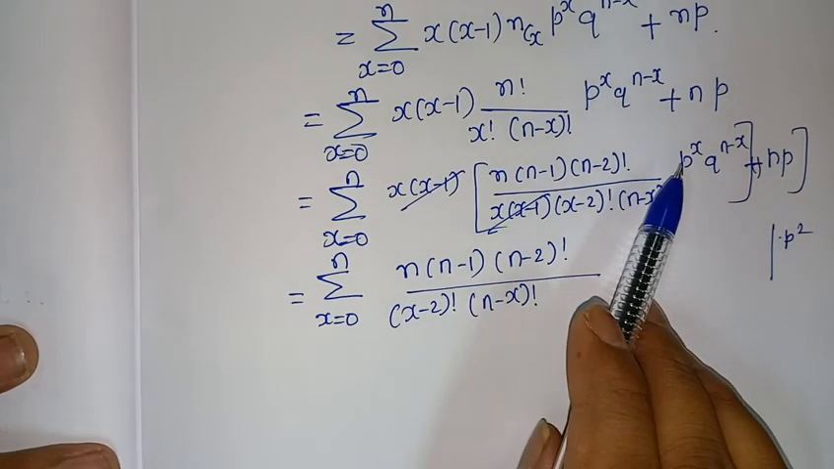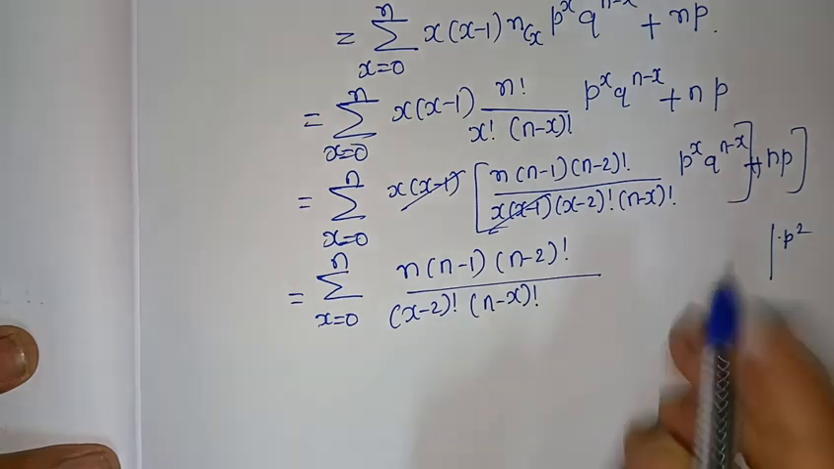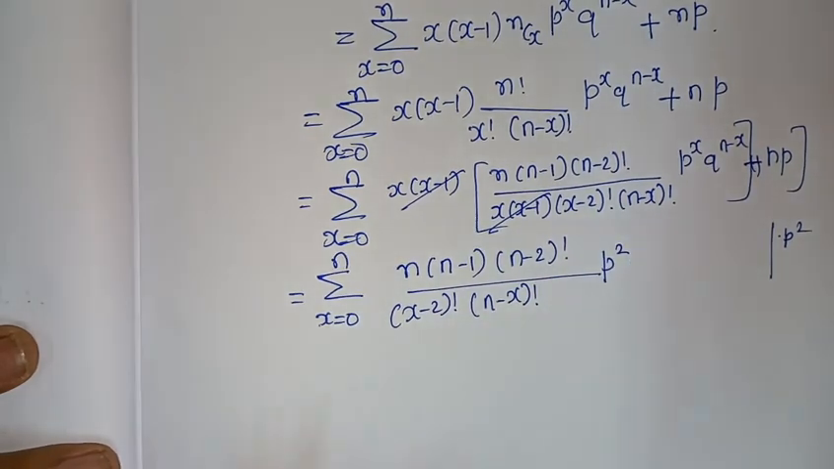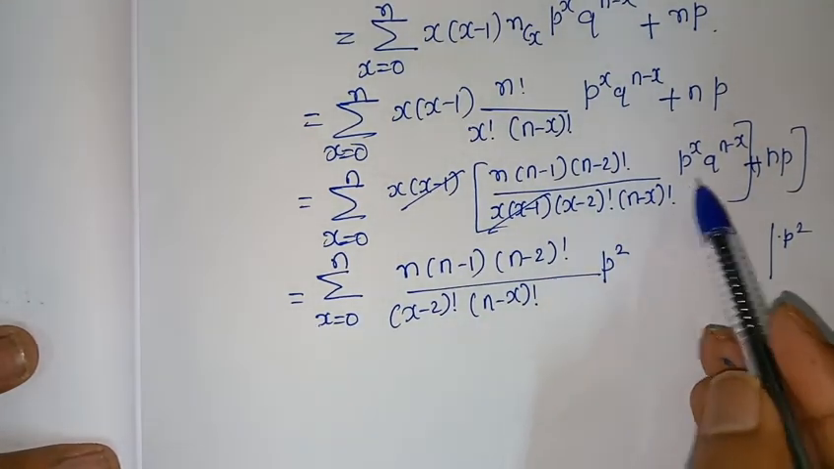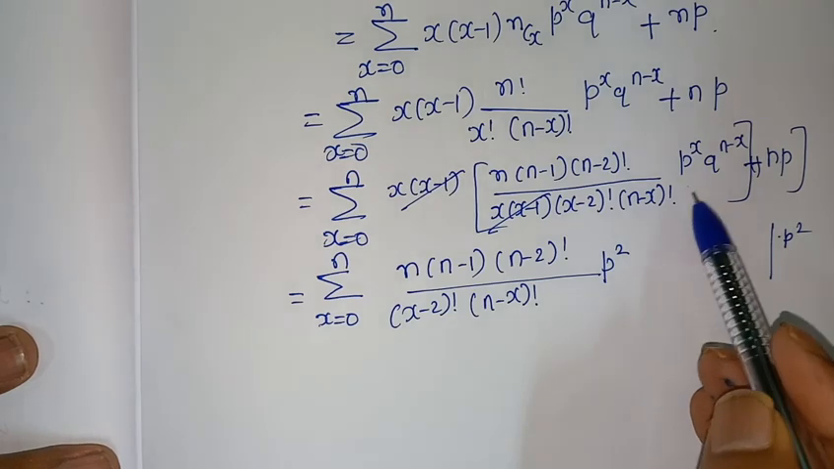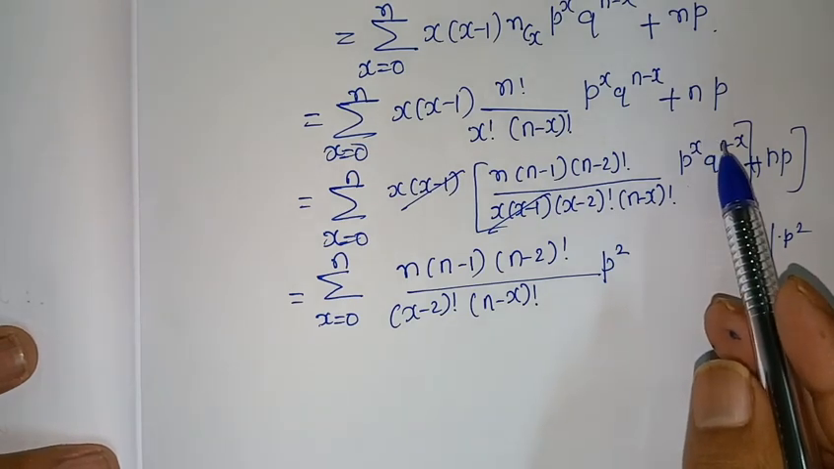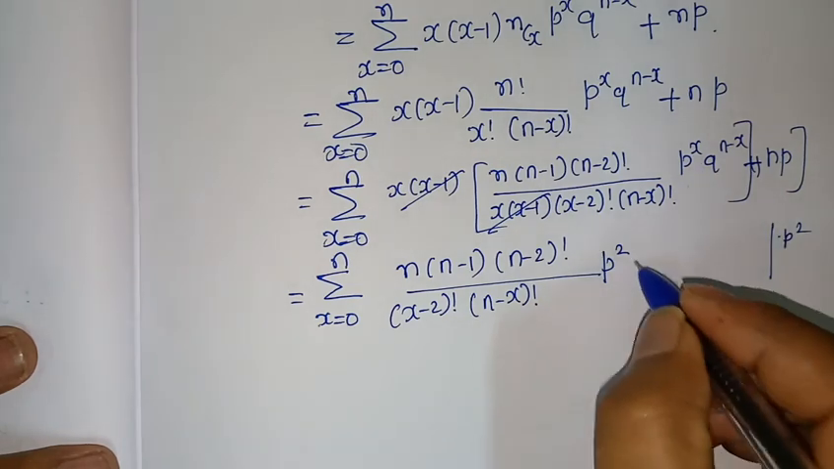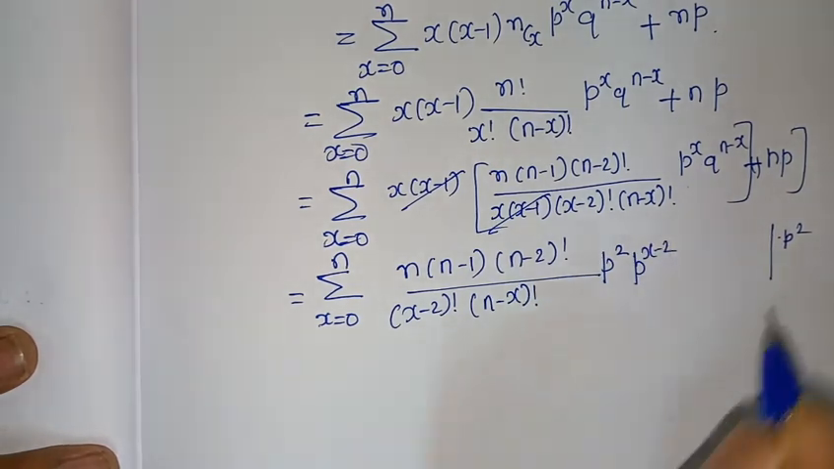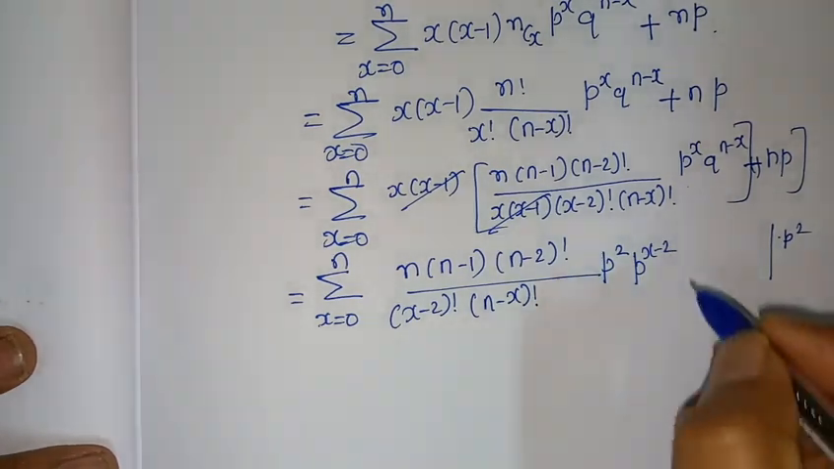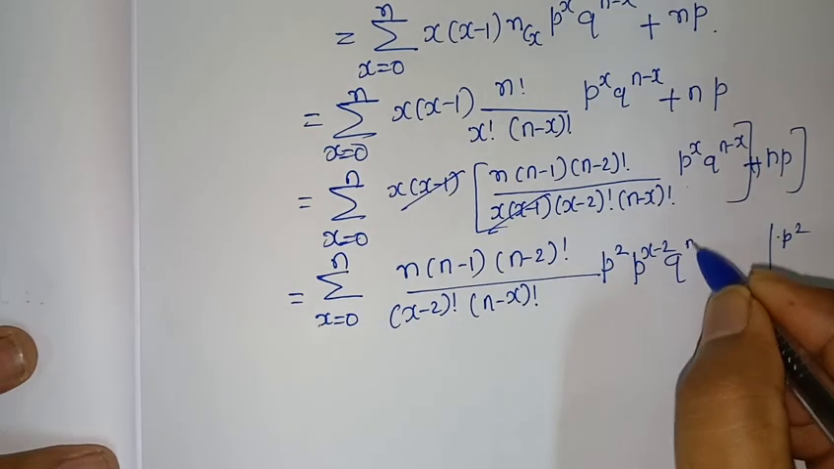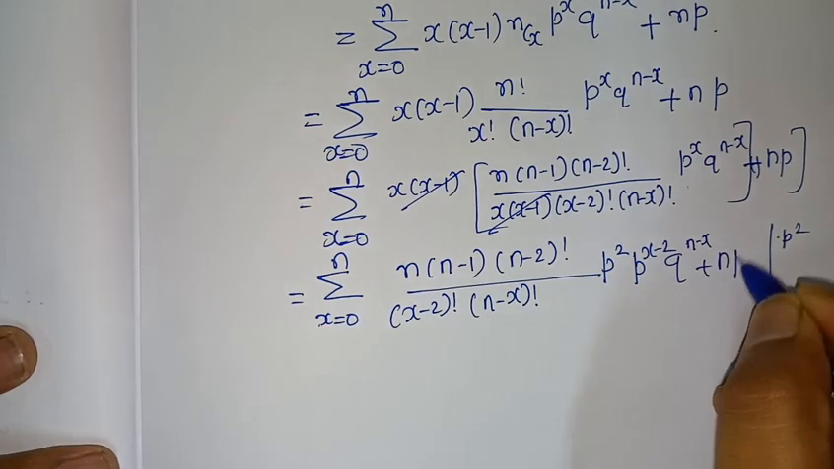So when you do multiplication and division, the multiplication term will be as it is, p square. If I write p square in the denominator, it comes to the numerator, so it becomes p power minus 2. So p power minus 2 into p power x, how will we write it? P power x minus 2. When bases are the same, we can add the powers. And q power n minus x as it is, plus np as it is.